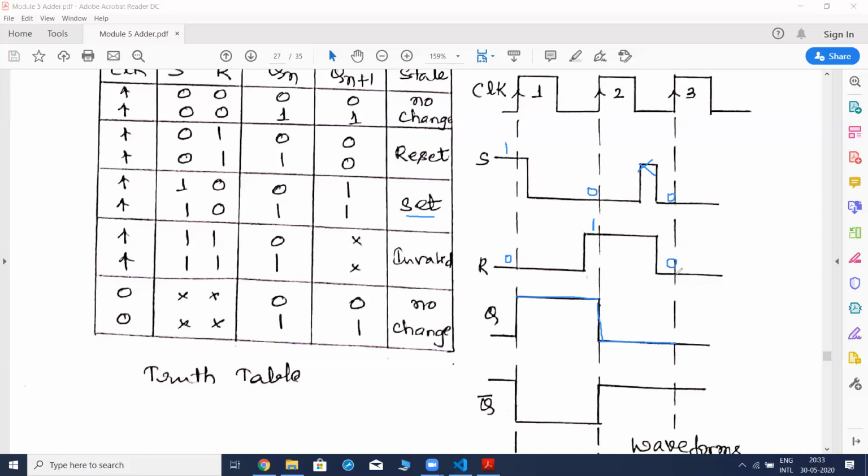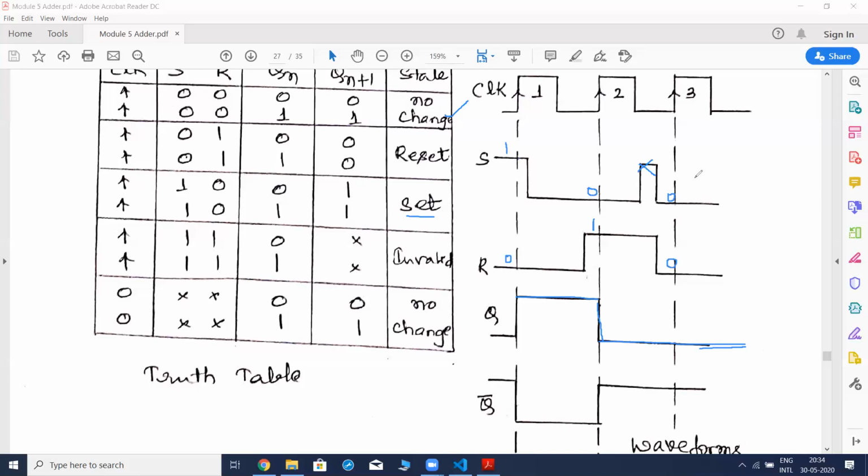And then for 0, 0, see here it is 0, 0. What is the state of the flip-flop? It is no change. No change means that 0 is retained. So it is retained over here. That is how we need to write the waveforms. And Q bar is being written by just complementing whatever Q you have got and writing down the waveform. So we could represent Q as well as Q bar.